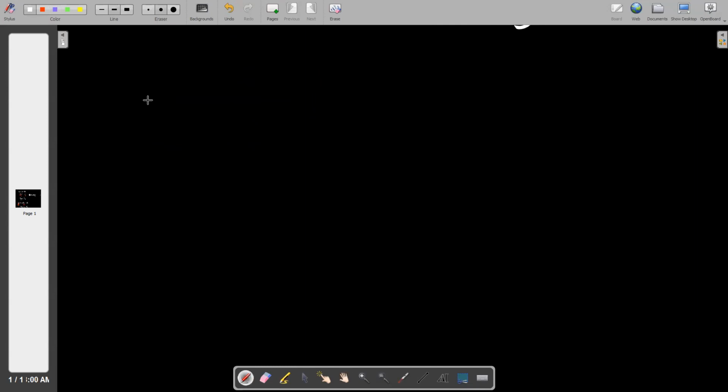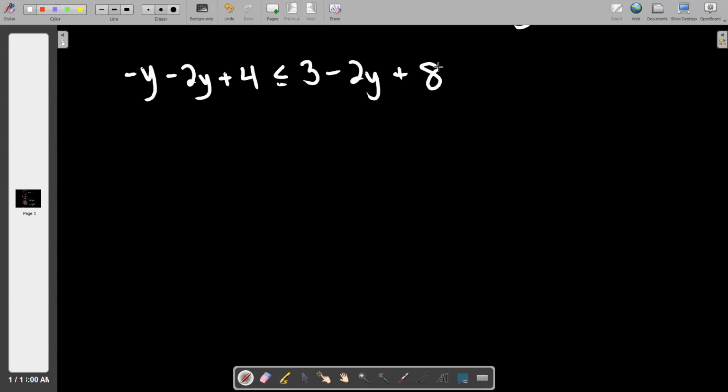Third one is, I'm going to go ahead and not copy the problem down because you have it on your paper, but I'm going to go ahead and distribute. So your first step in your own handwriting should say negative y minus 2y plus 4 is less than or equal to 3 minus 2y plus 2 times 4, which is, of course, 8.